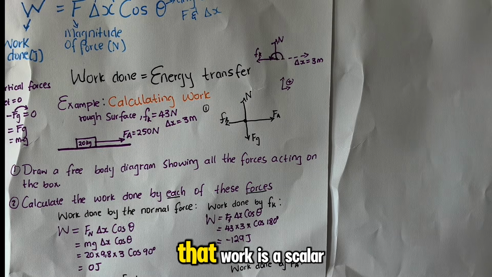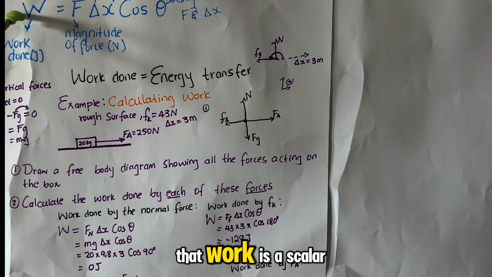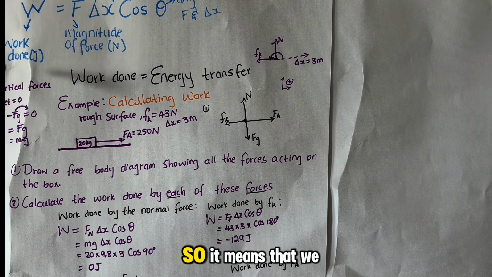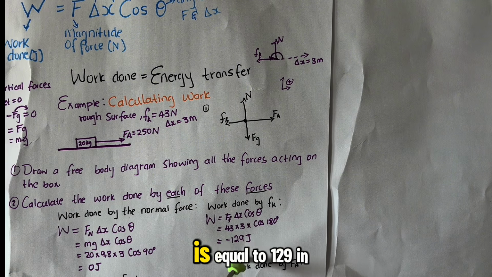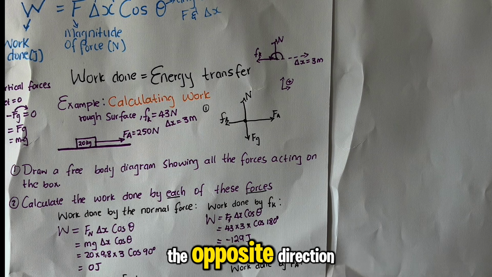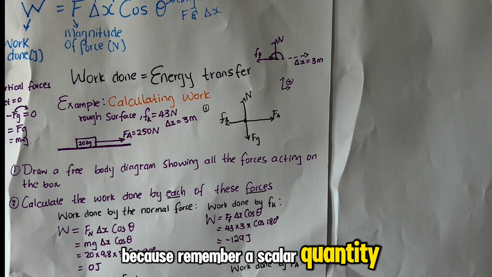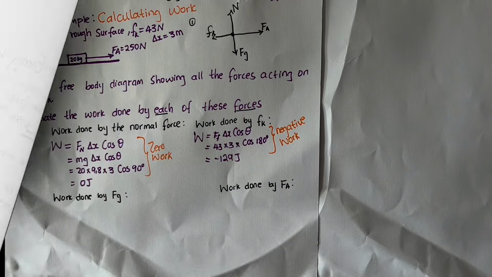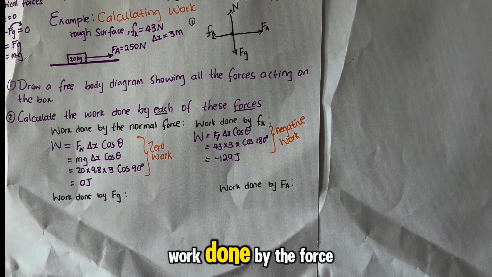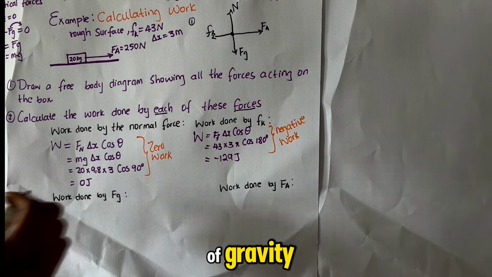And so remember I said that work is a scalar quantity. So it means that we can just leave the answer like this. We don't have to say therefore is equal to 129 in the opposite direction, because remember, a scalar quantity doesn't have direction. Next, we look at the work done by the force of gravity.